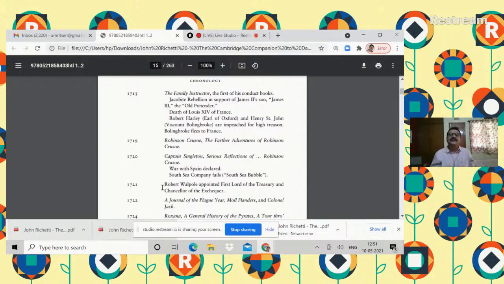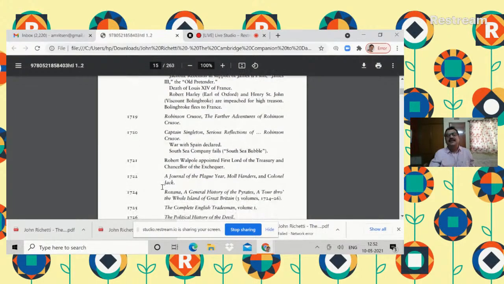In 1720, of course, you have Captain Singleton and you have Serious Reflections on Robinson Crusoe. Now, that is the second sequel, but by this time, it's dated a bit. 1721, Defoe is once again looking at the prison system, and 1722 comes, three texts all together.